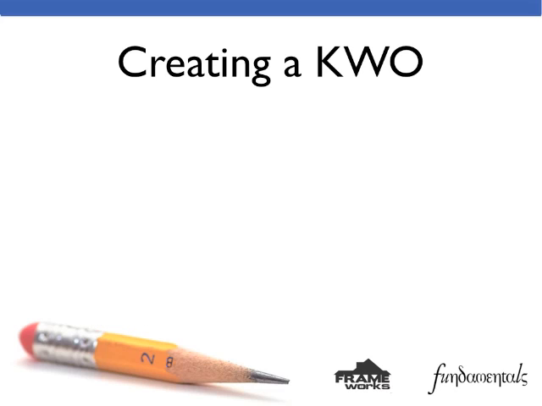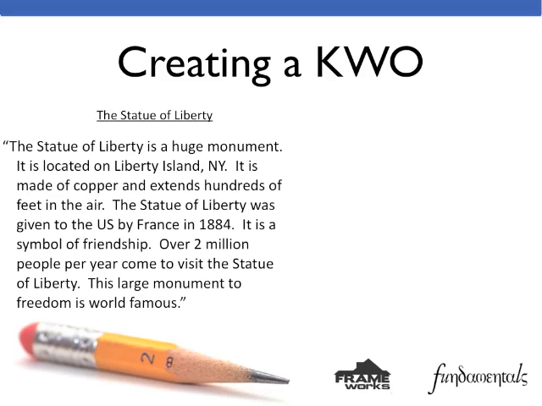So here's how it works. We give the student a reading selection at or below their current reading level, and we model for them how to create a keyword outline. I'm going to model for you how it works now. So let me read this selection to you. It's called The Statue of Liberty. This particular piece of writing is hardly a literary gem, but it's perfect for demonstrating how to write a KWO.